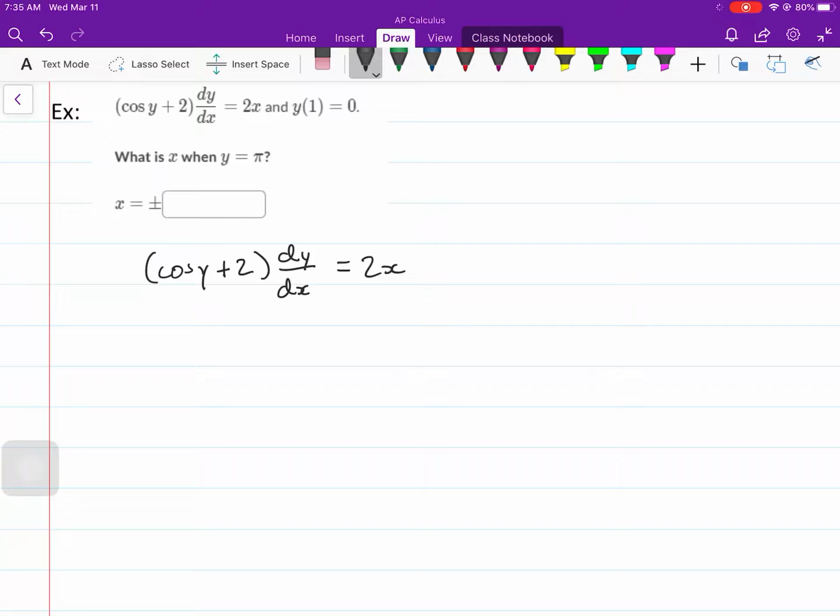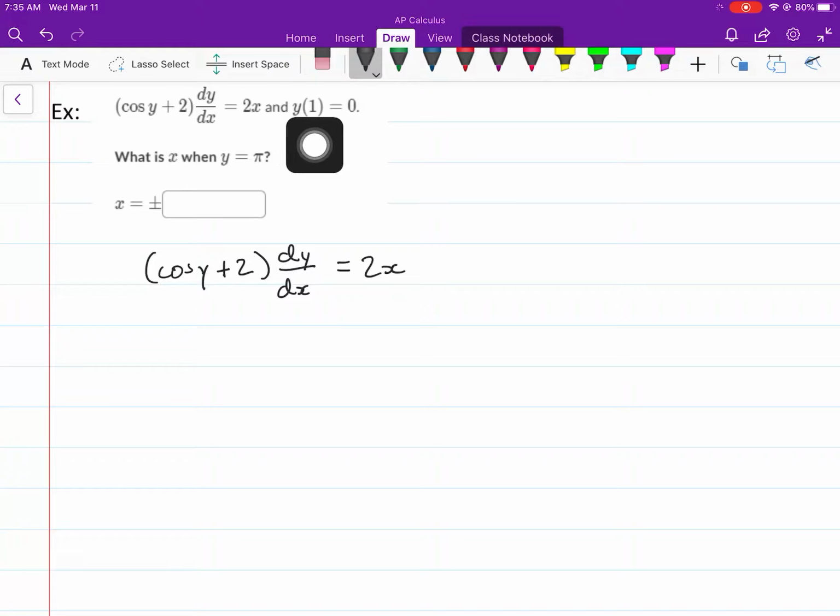All right, so what we got here is what seems like a tricky problem, but it's actually not too bad. You just got to be careful of little details. So this time it's asking for the solution in terms of x. So we got to solve for x this time instead of y. And we also need to come up with a particular value, because it's asking what is x when y is pi.